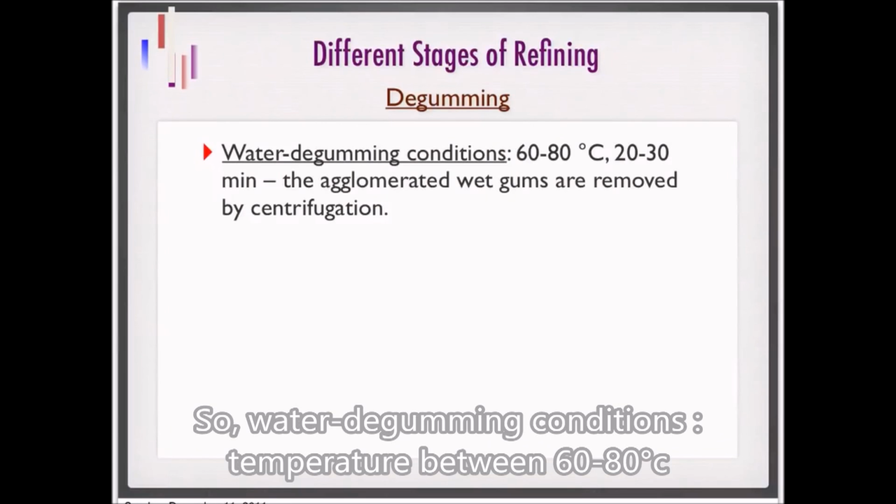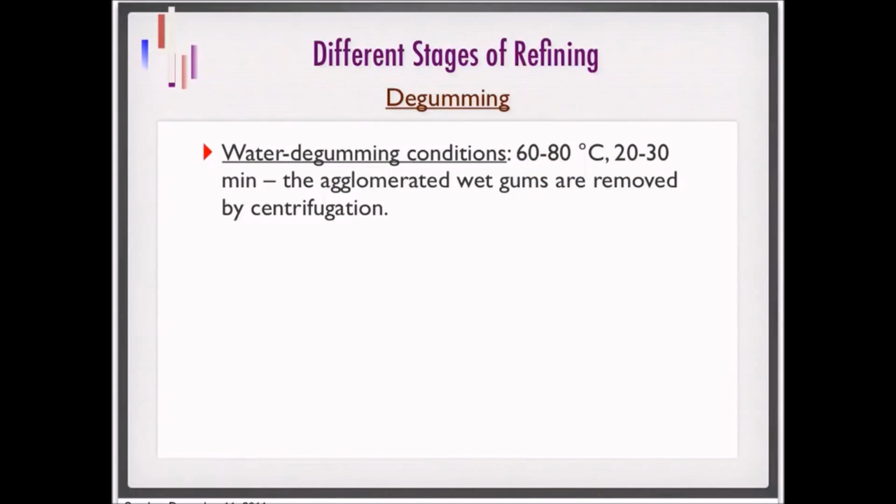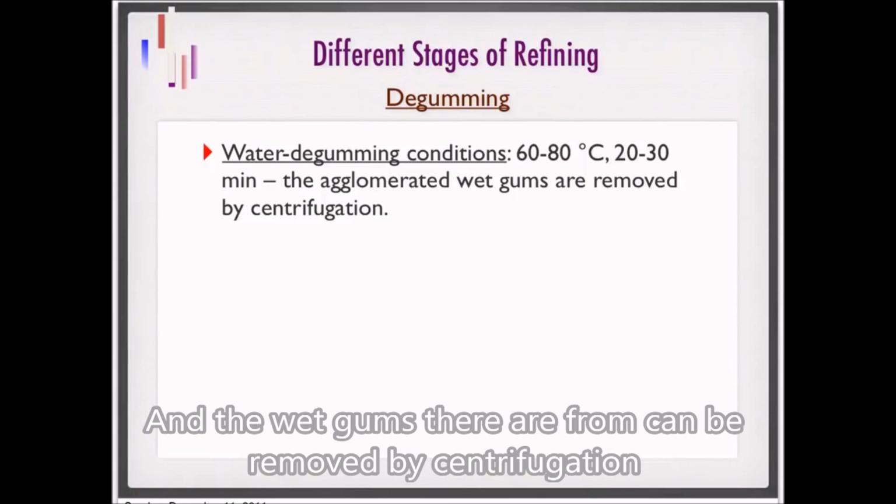For water degumming, these are the conditions: the temperature between 60 to 80 degrees Celsius, and the time between 20 to 30 minutes. And the wet gums that are formed can be removed by centrifugation.